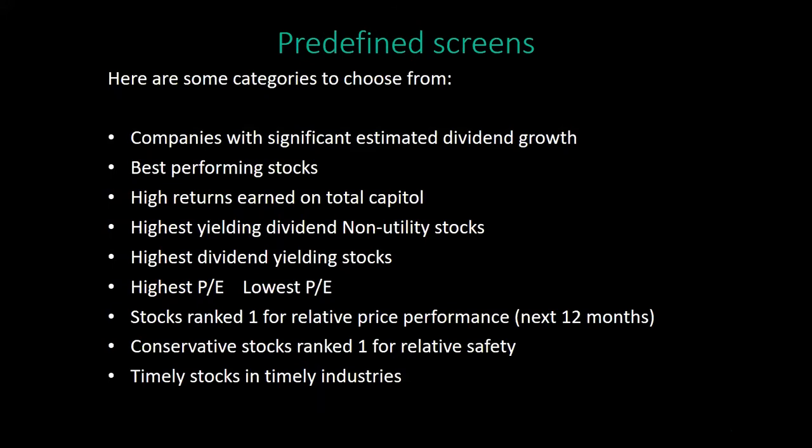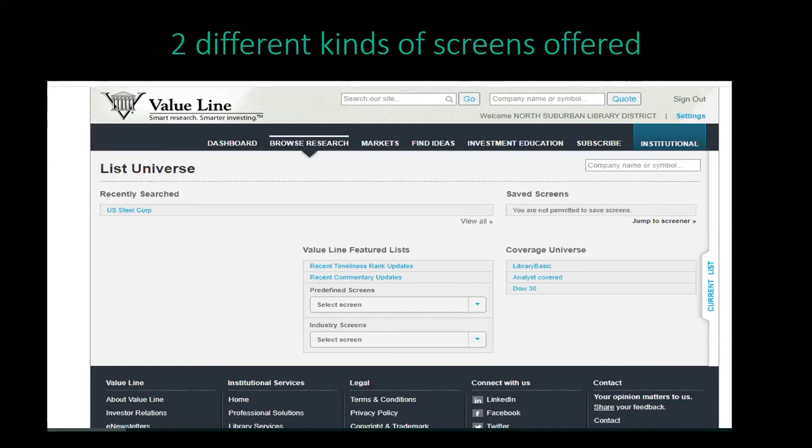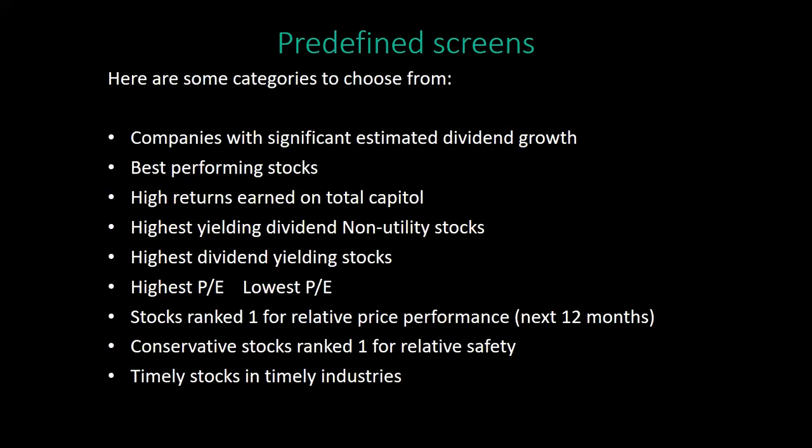And this is what they call a predefined screen. You see predefined screens. It says select screen, industry screens. That's another screen. And in a second, you'll see what that means. The predefined screen offers us a choice to look at the market, to look at the 1,700 stocks from the perspective of companies with a significant estimated dividend growth, the best performing stocks, highest dividend yielding stocks, highest PE, lowest PE, stocks rated number 1 for relative price performance in the next 12 months. So we are able to look at the 1,700 stocks through different lenses, and that's on these predefined screens.